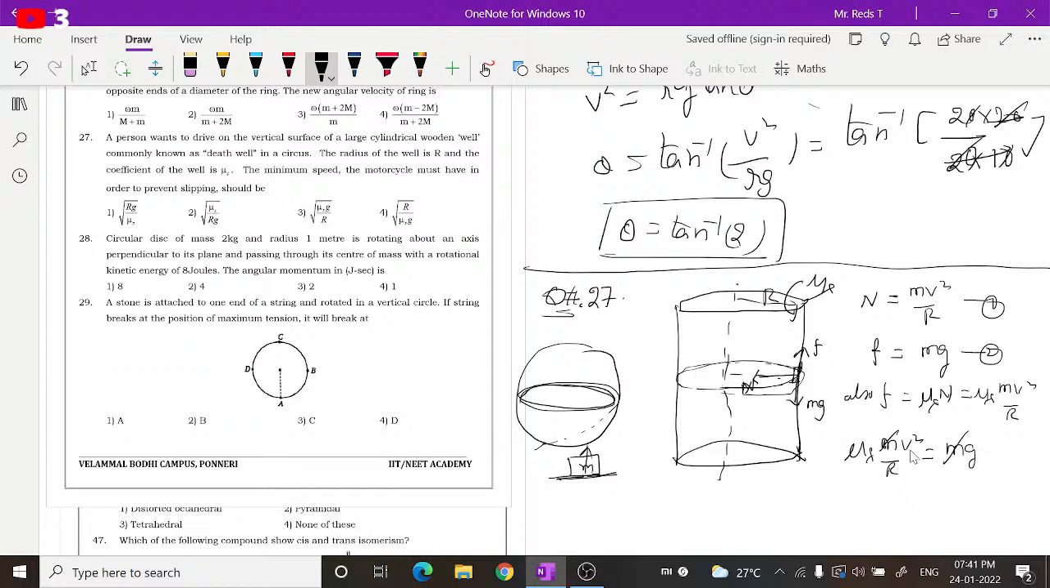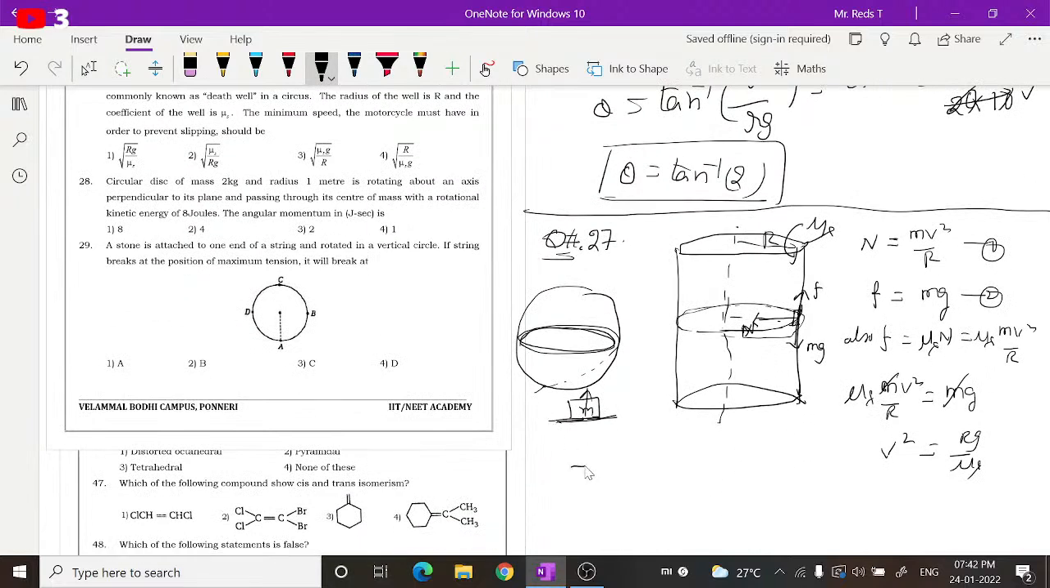So from this, by cross multiplying, you will get v square is equal to rg by mu s. So v is equal to square root of rg by mu s. Is it rg by mu s? Yes, cross check that. So v is equal to square root of rg by mu s will be the minimum speed.